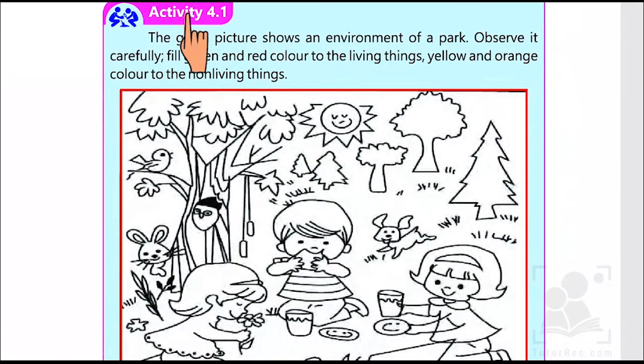A very interesting activity is here. The given picture shows an environment of a park. Observe it carefully. Fill green and red color to the living things, yellow and orange color to the moving things, to the non-living things. So this, kids, you can do on your own.